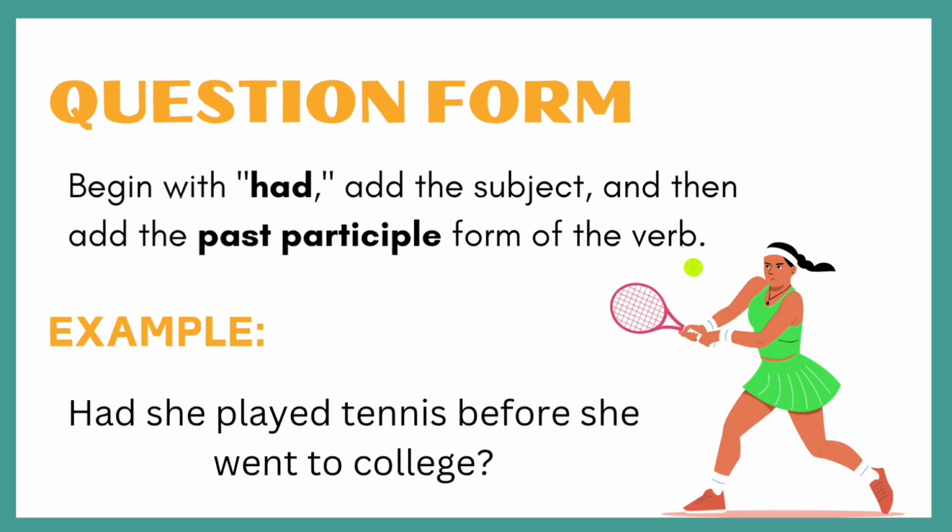In question form, the sentence begins with had, then we add the subject, and then the past participle form of the verb. For example, had she played tennis before she went to college? And please don't forget to add a question mark at the end of question form sentences.